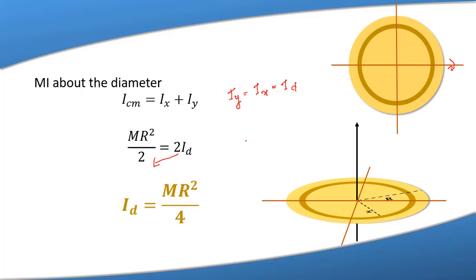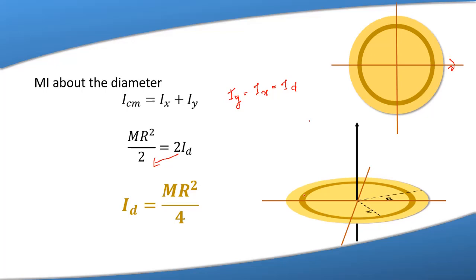Therefore, the moment of inertia of this circular disk about its diameter is mr squared by 4. Which one is greater, mr squared by 2 or mr squared by 4? Yes, mr squared by 2 is the greater quantity. What does it tell us? It tells us the resistance offered by this body to rotate about the perpendicular axis is higher than the resistance offered by this body to rotate about any axis along its diameter.